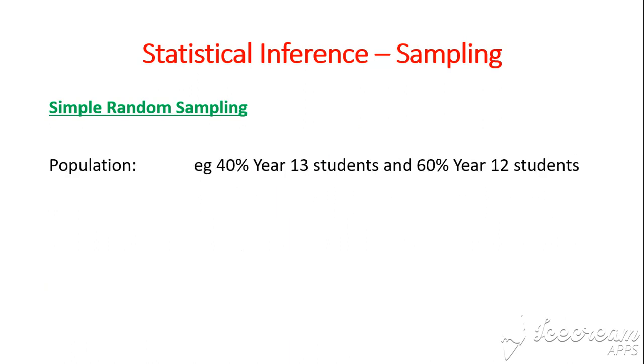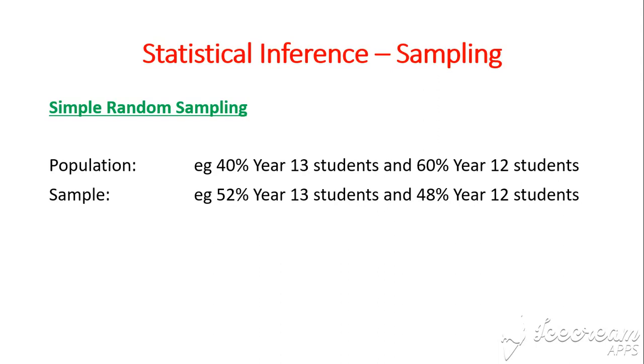What do I mean by this? Say the population had 40% year 13 students and 60% year 12. After we've collected a sample using the simple random sampling technique, we could end up, say, with a sample that had 52% year 13s and 48% year 12s. And you can see that the numbers in the sample are slightly different to the population, and our sample may not be a good representation of our population.